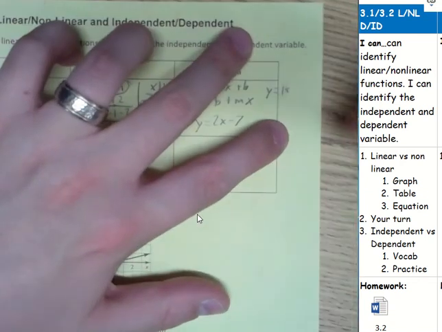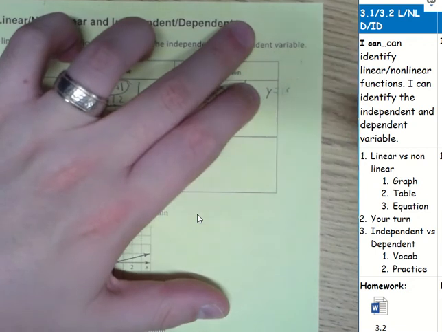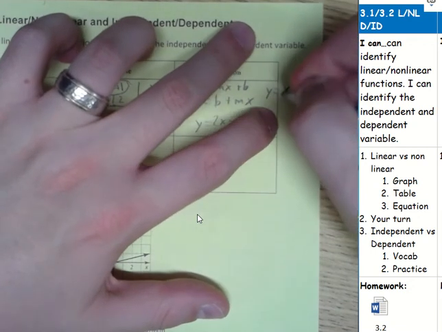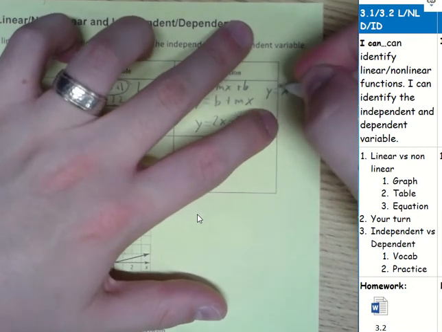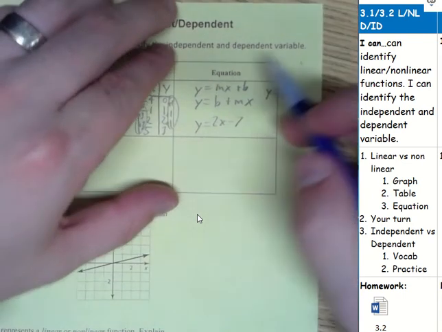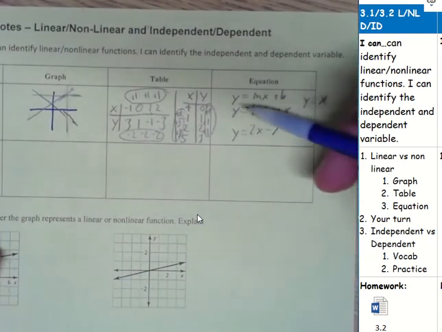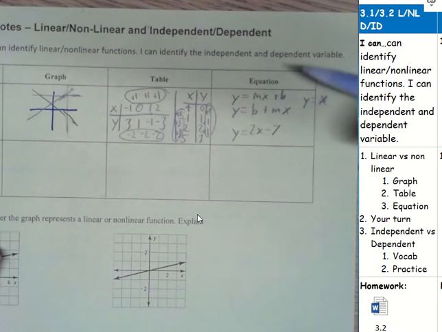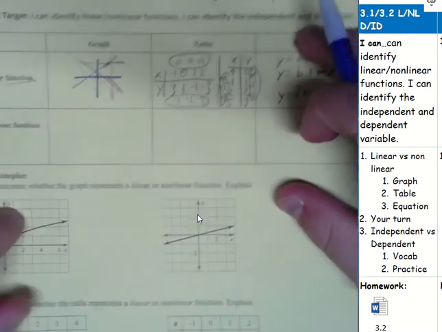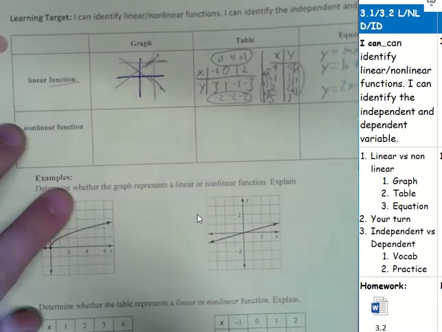Oh, I'm a little off. 1x, which is just x, plus 0. So y equals x is still a linear function. So make sure we notice that they don't have to all have m's and b's, because b is 0, it's gone. Okay, so that's what we're looking for. Those are our linear functions.